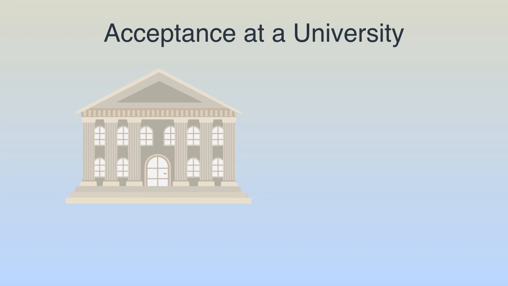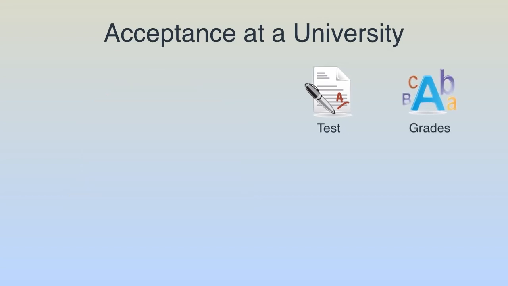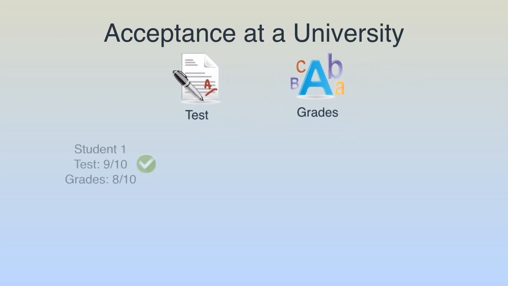Okay, so let's go to the next example. Now let's say we're the admissions office at a university and we're trying to figure out which students to admit. We're going to admit them or reject them based on two pieces of information. One is an entrance exam that we provide them, the test, and the other one is their grades from school. So for example, here we have student 1 with scores of 9 out of 10 in the test and 8 out of 10 in the grades. And that student got accepted.